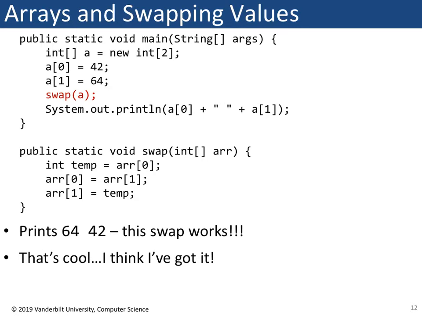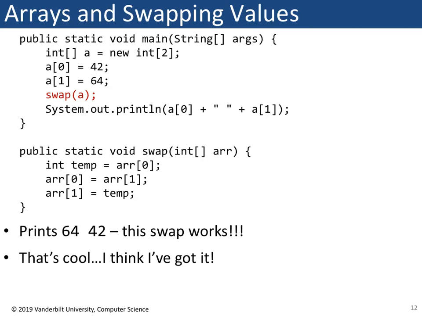So let's look at the method header for swap. Public static void swap, so that's all what we would expect. And then remember, to declare an array parameter, we say the type followed by open and close bracket. So to tell this method we're going to pass you an integer array, we say int open and close bracket, and then the name of the parameter. So in this case it's ARR, short for array.